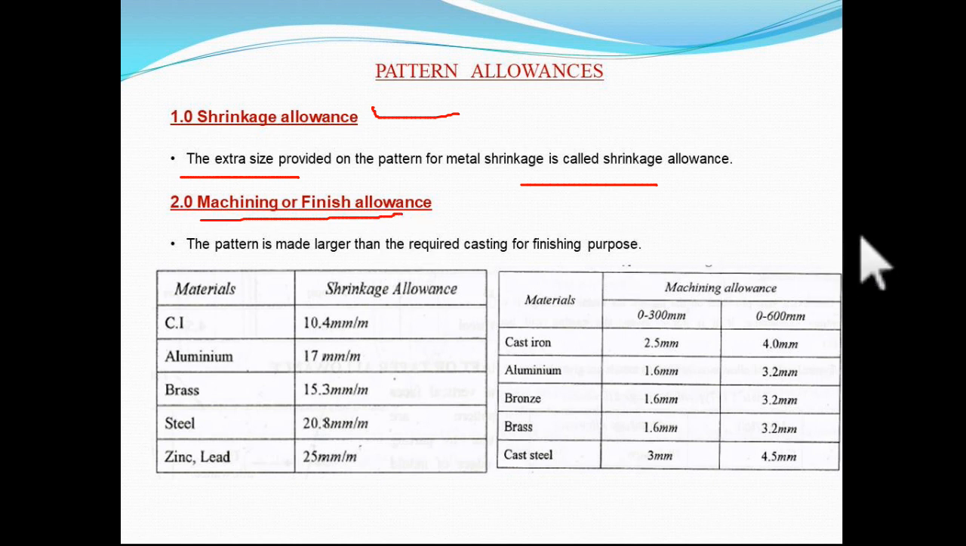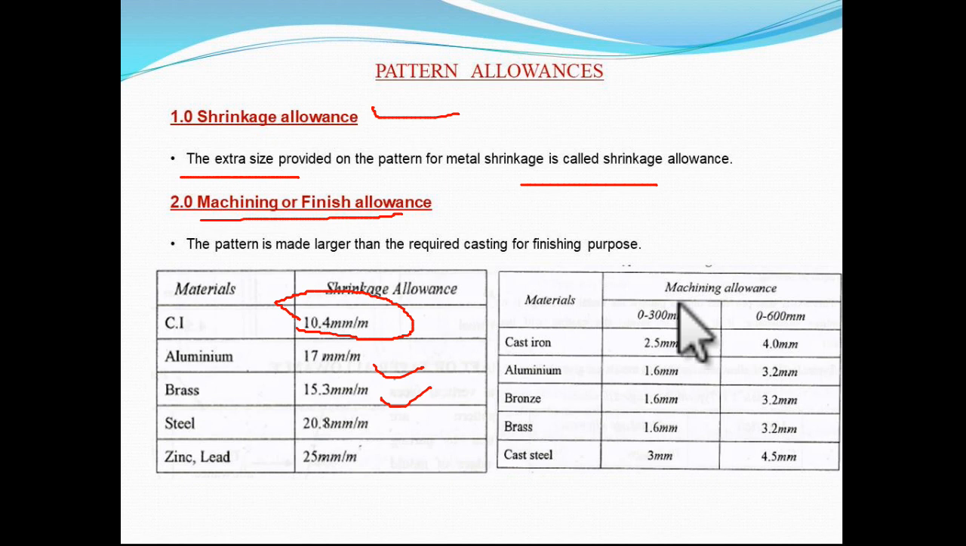The machining allowances are needed for all the materials, especially cast iron, aluminum, brass, steel, zinc, lead, for all the materials. So we should give some machining allowances as well as the shrinkage allowances. So this table shows the preferred dimensions we have to give as allowances for cast iron. If we are considering cast iron, we have to provide 10.4 per meter. Likewise, for aluminum, we have to provide 17. If it is brass, we have to give 15.3 per meter. For steel, it is 20.8, and for zinc and lead, it will be 25 per meter.